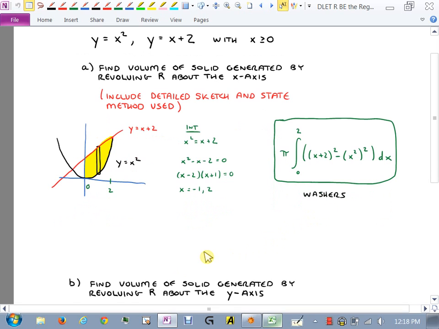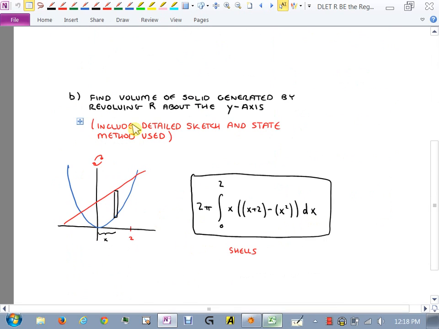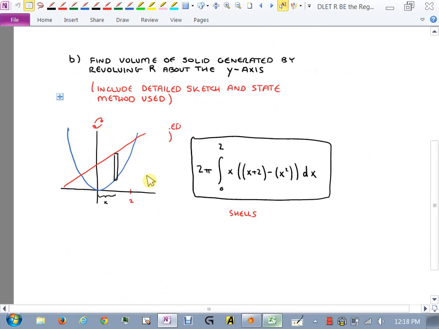There's the setup. Then part B, take the same region, rotate it around the y-axis now. So this one right here. Shells is much easier to do that way. It's much easier if you use shells, because I'm going around the y-axis this time. And remember, the region that was rotated was only this region.